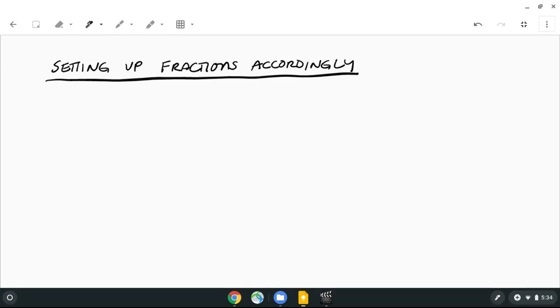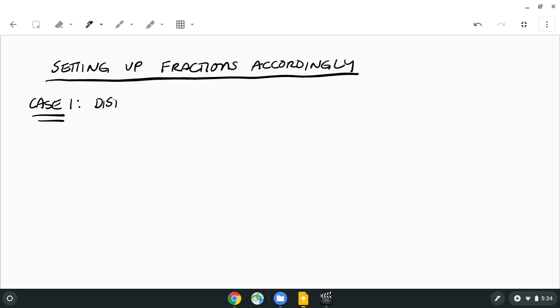All right, so case 1. Suppose that you factor out the denominator and you end up with distinct linear factors, meaning that all the factors in the denominator are different, and none of them repeat. So distinct linear factors.